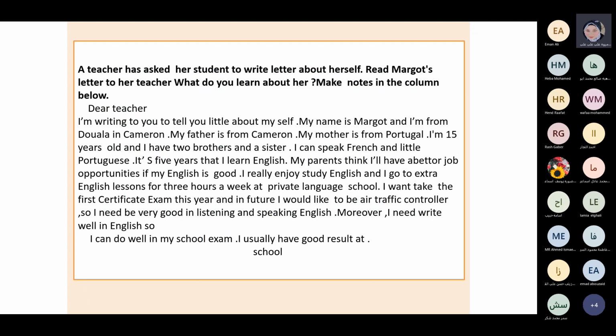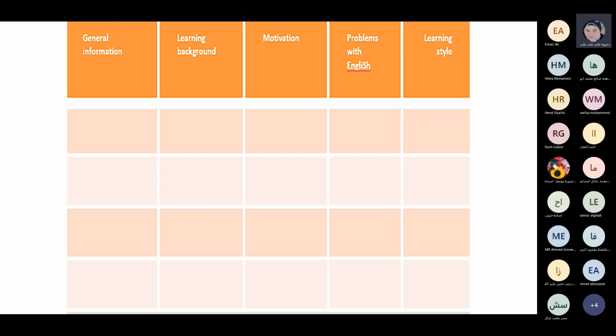Here, there is one more idea. There is a way of collecting information about your learners. Here, the letter writing. A teacher has asked her student to write a letter about herself. So we will read Margot's letter to her teacher. What do you learn about her? Make notes in the column below. So here we are going to read the letter, and in the next slide we have a table that we will fill in the columns.